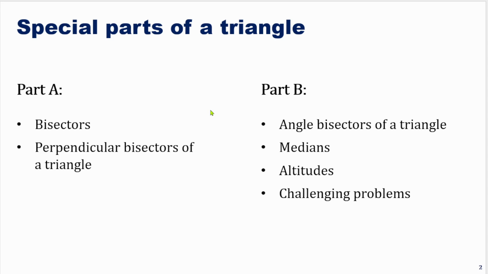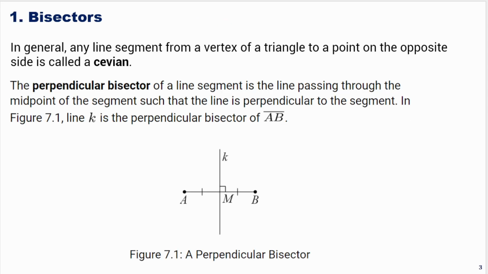First, let's have a look at the concept of bisectors. In general, any line segment from a vertex of a triangle to a point on the opposite side is called a cevian.